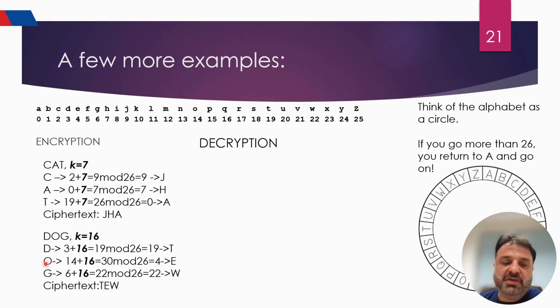Also for dark, we use key 16. D is 3 plus 16, we call it 19, and 19 is T. The next one, O, is 14 plus 16, we have 30. 30 mod 26 is 4, and 4 is here, 0, 1, 2, 3, 4, E. And then 6 plus 16, we call it 22 mod 26, it's going to 22, and it's W. So the ciphertext could be TEW.